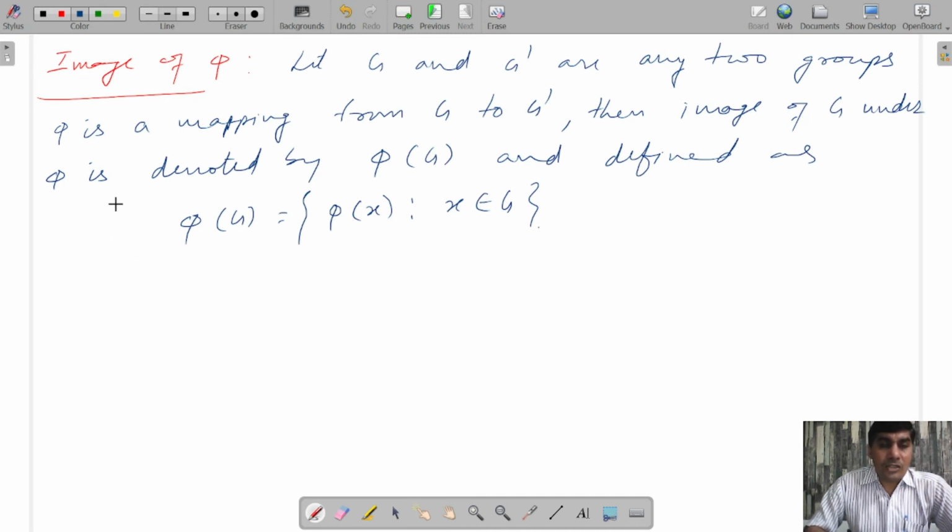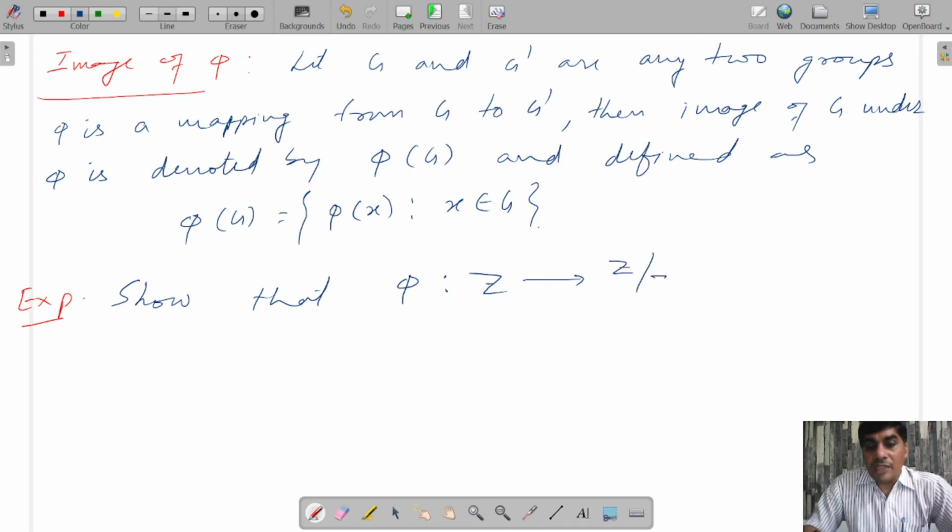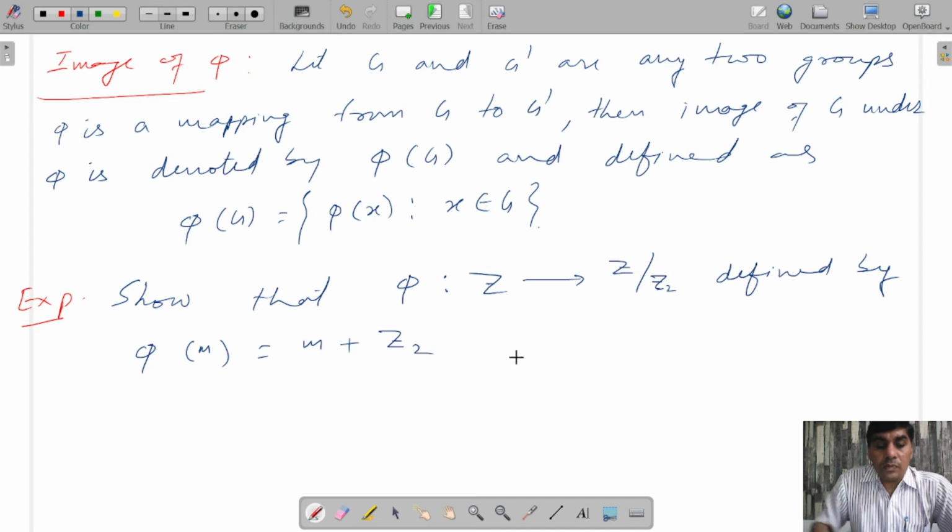Now we will discuss some examples of homomorphism. Show that phi from Z to Z by Z2 defined by phi of m is equal to m plus Z2 is a homomorphism. Determine its kernel.